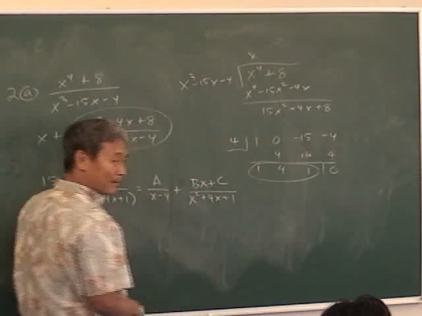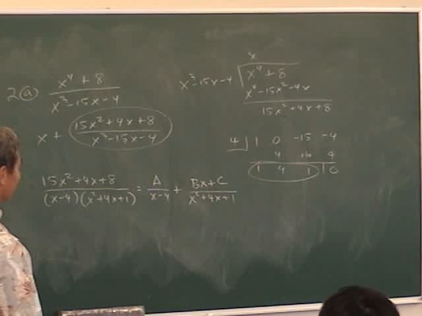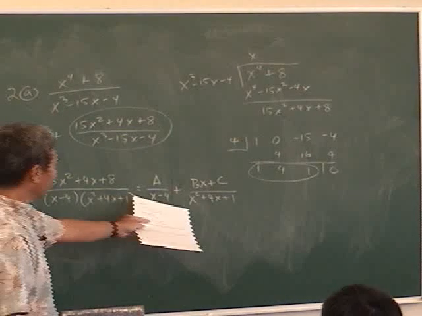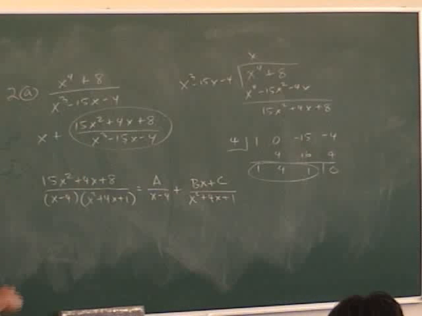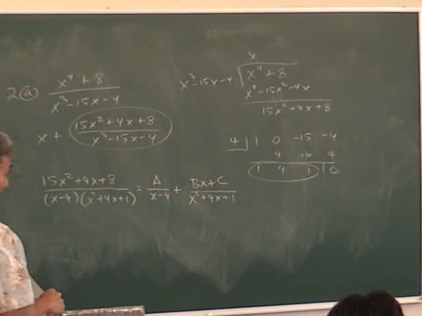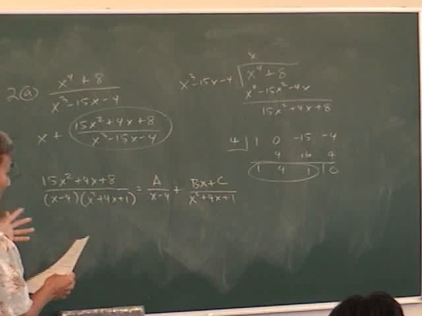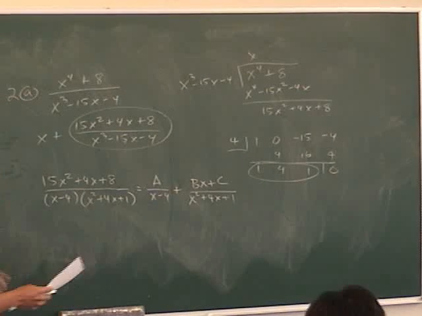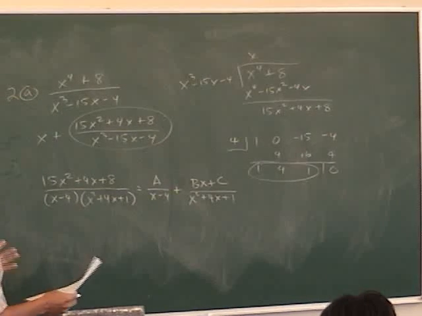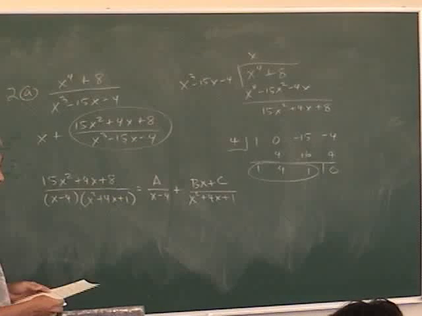How come you have to put Bx plus C? Because it's x squared, because it's a quadratic. It's going to be one degree smaller. So if you don't set it up correctly, it's pretty much all over. Now remember, I'm going to make A, B, and C come out to single digit integers. So if you don't get a single digit integer, you did something wrong.